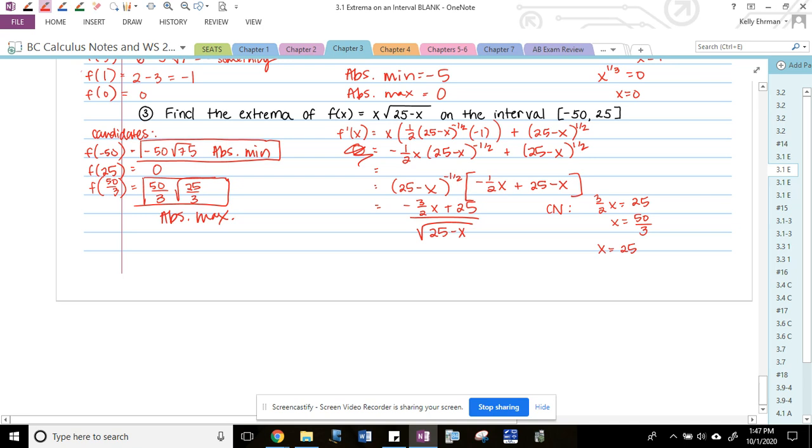So, don't get too freaked out if the numbers are getting ugly. Remember, you're looking for the lowest, which in this case is the only negative, and the highest, which in this case is the only positive.